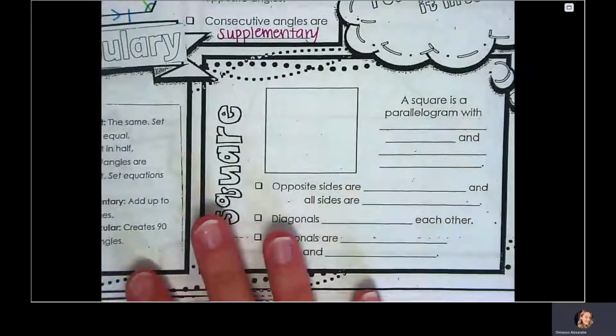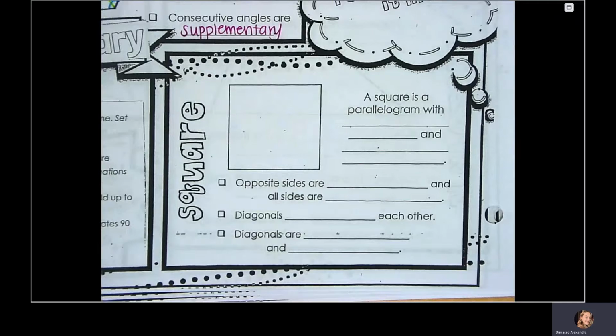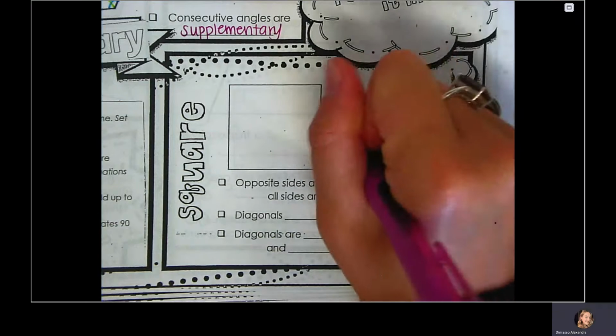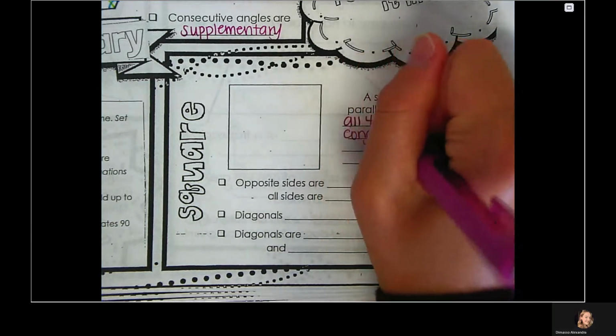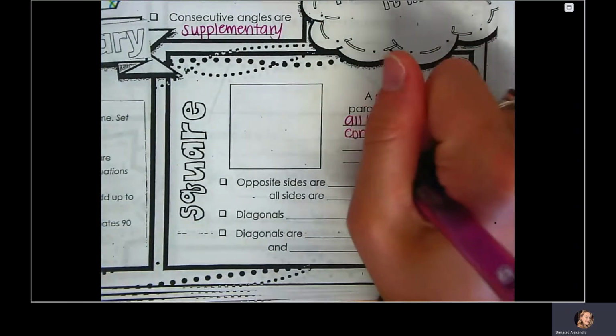All right, last one. Hopefully, should be the easiest one because it's a square. And I'm hoping you know some things about a square. A square is a parallelogram with, what do you know about a square? What makes it a square? All sides are congruent. Perfect. So it's got all four sides congruent. And what else makes a square? What kind of angles do you have to have in a square? All 90-degree angles, so all right angles.